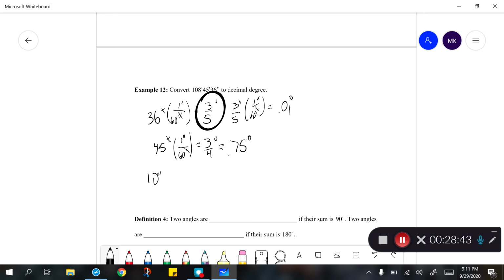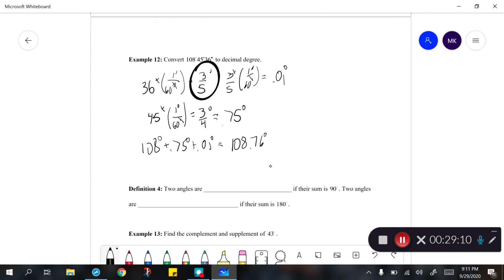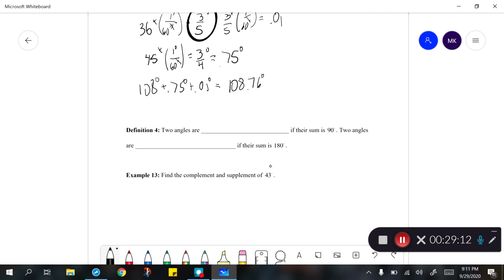We had 108 degrees, so plus our 0.75 degrees, plus our 0.01 degrees, which comes out to 108.76 degrees. Yuck. Okay, that was the extent of what I'm going to do with minutes and degrees and all that with you guys. If you go into sailing or any sort of aviation, you're going to learn this, and you're probably going to have equipment that does this for you, so you don't really have to do it. But hey, I'm done with that.